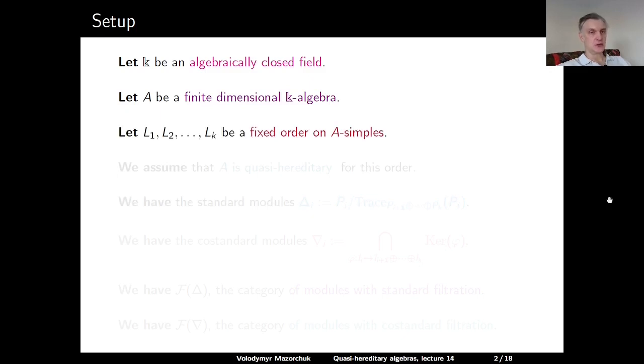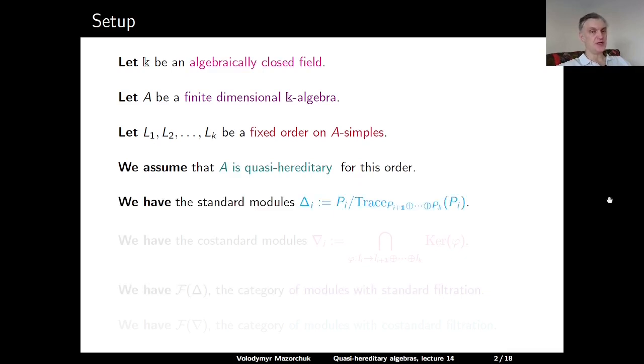Let L1, L2 and so on up to Lk be a complete and irredundant list of simple A-modules, and since we wrote it in some order, this means that we have fixed a linear order on these simple modules. And we assume that our algebra A is quasi-hereditary for this order. In particular, for each i we have the corresponding standard module delta i, which is the quotient of the indecomposable projective Pi by the trace in Pi of all projectives Pj, where j is strictly greater than i.